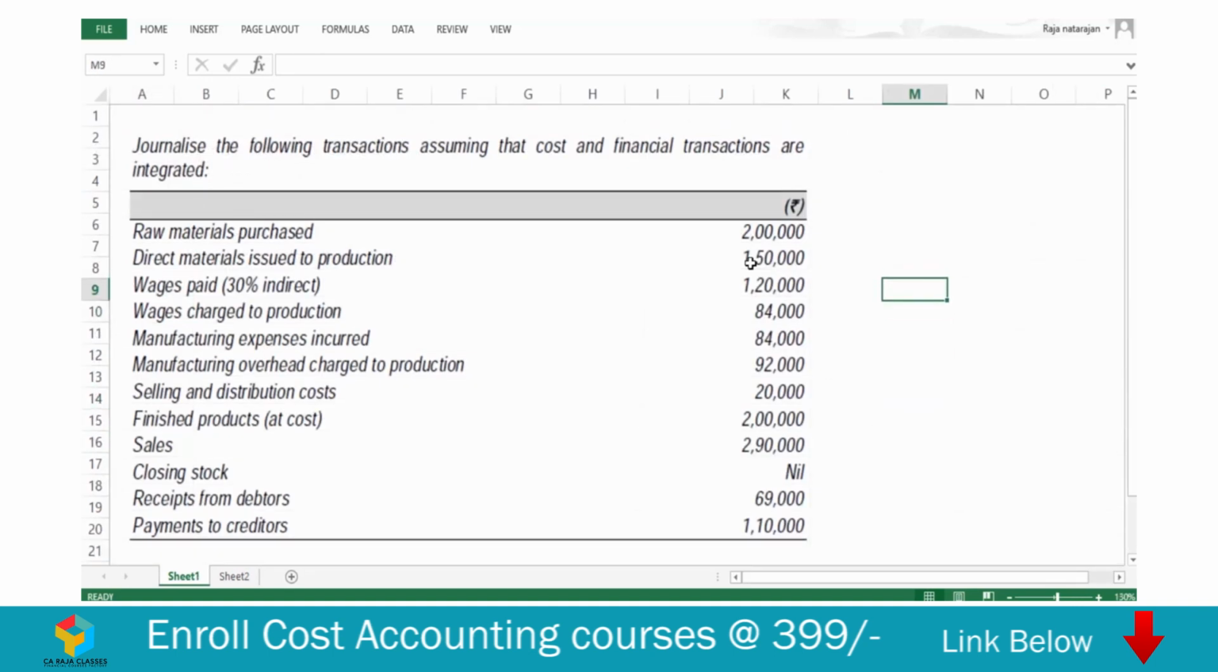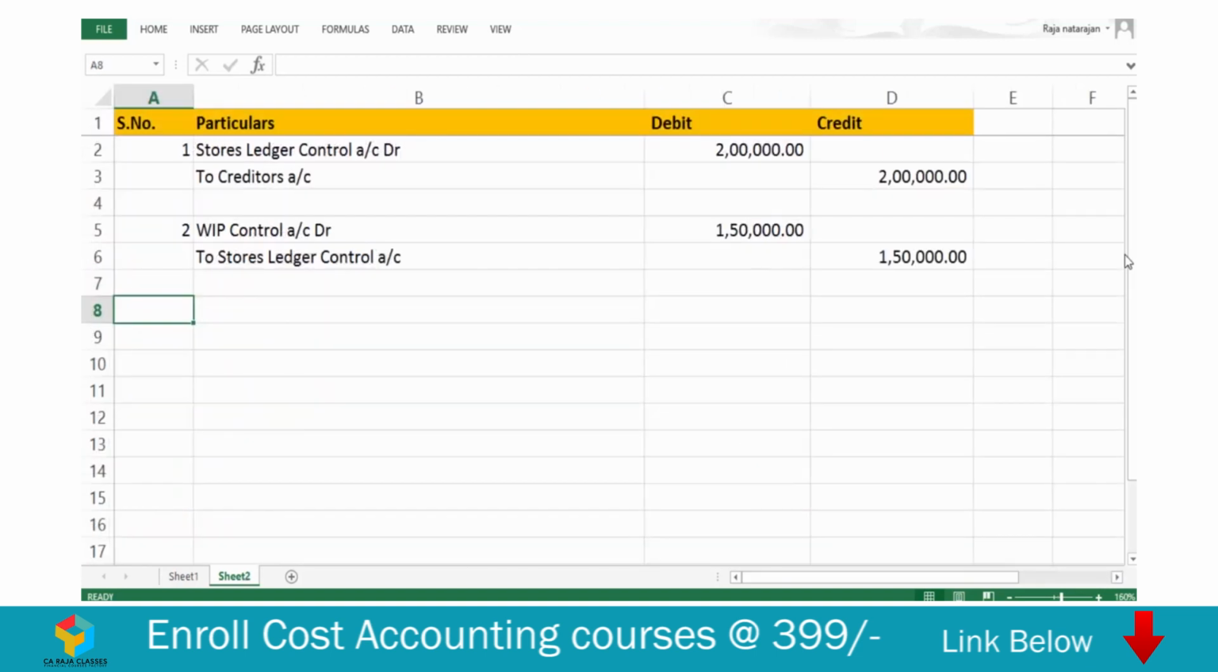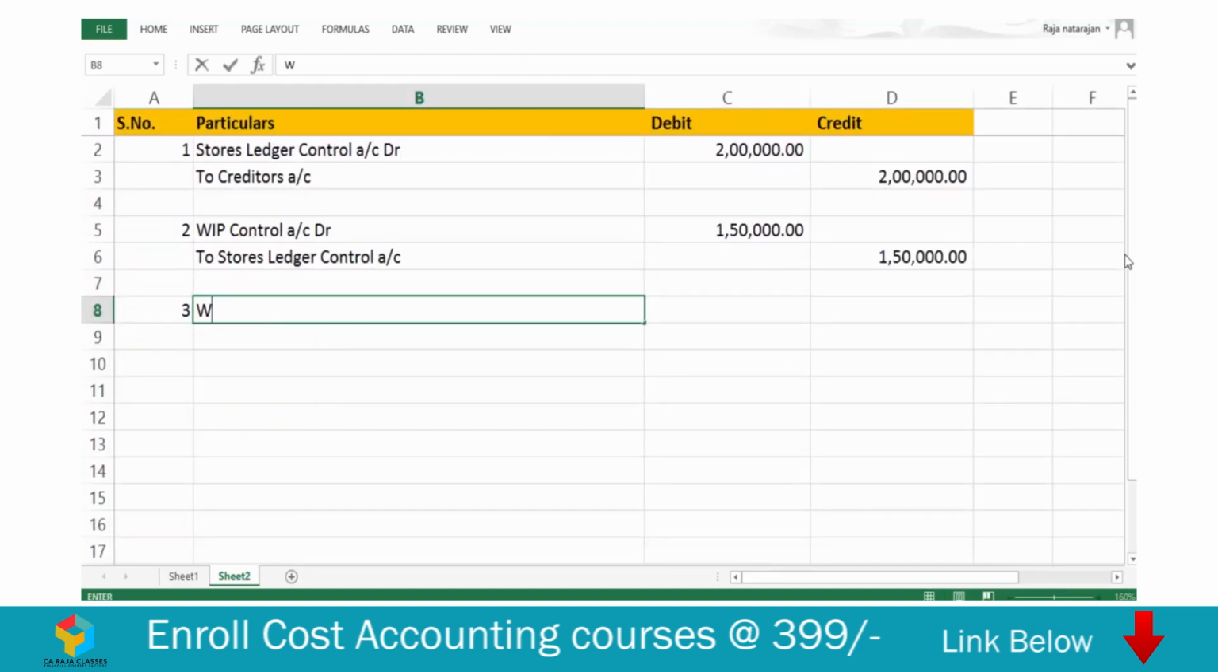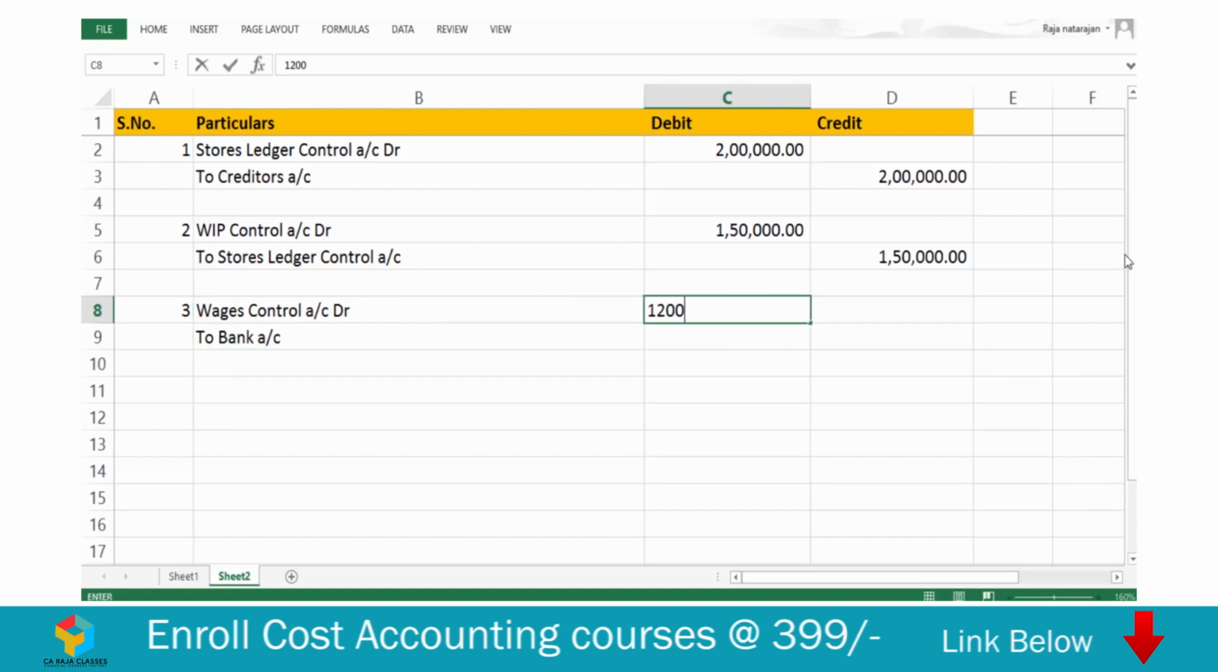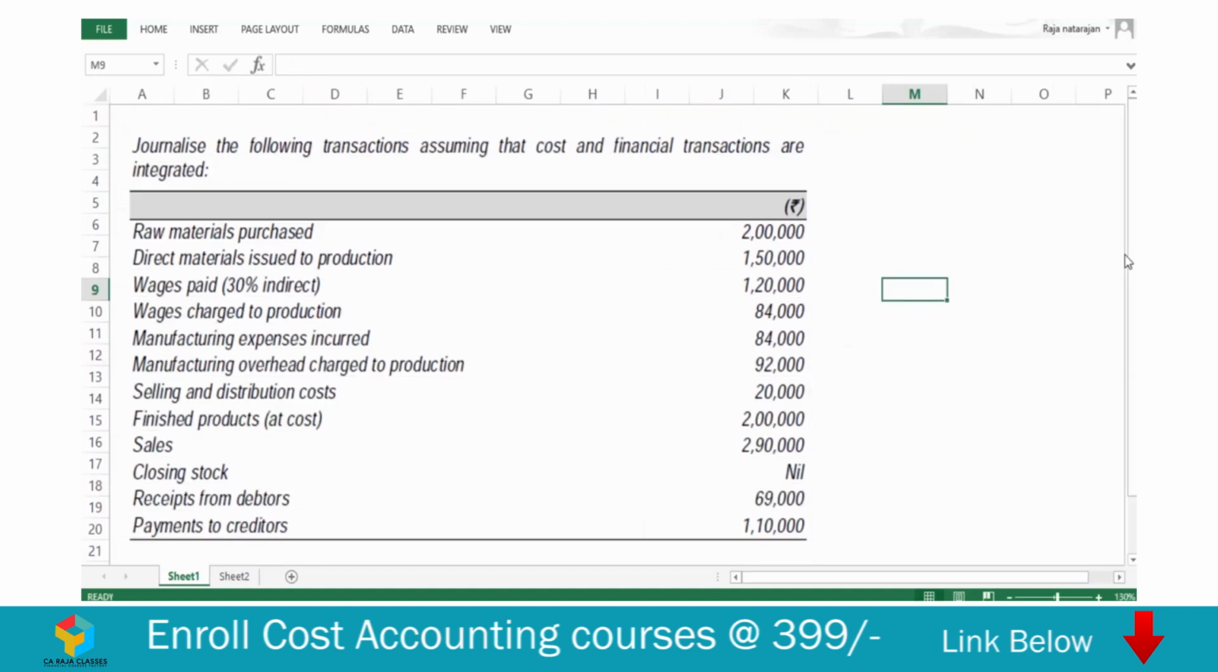Next, number 3, wages. Wages paid is 1,20,000 and that of course has two elements. First, we'll pass an entry for the wages that were paid. So item number 3, wages paid will be routed through wages control account. We'll say wages control account debit to bank. It means the wages has been paid. It is 1,20,000. Now, of this, 30% is indirect. It means 70% is direct. And we are given how much of wages have been charged to production, which is 84,000. When we say it is charged to production, it means it is taken to work in progress.